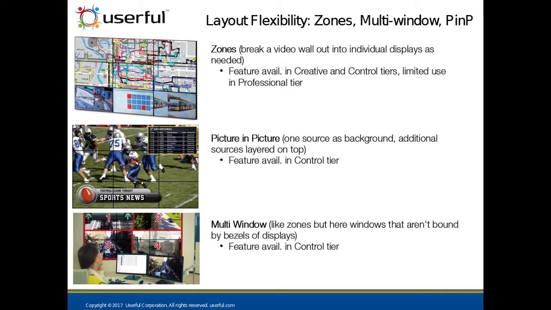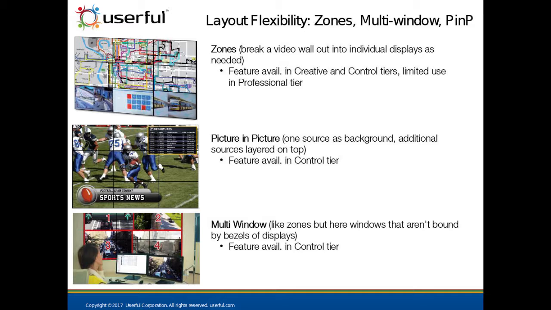So on this screen, you can see all the different options we've got for the layout itself. I talked a bit about zones there, but we can do other types of flexible layouts as well. So the next one down is picture-in-picture, and you can see that as one source in the background and one or more sources on top of it. And then the bottom one is multi-window, which is different than zones in that you can have the windows split across displays. So you could have 4 zones within a single display, or in this case, we've got a 9-screen video wall with 4 just about even zones.